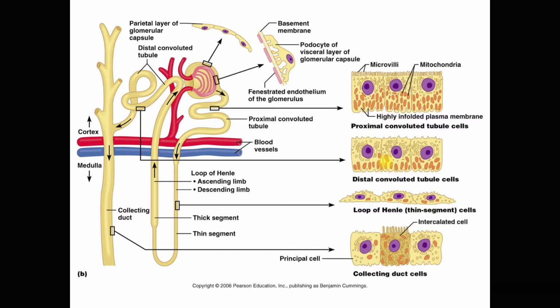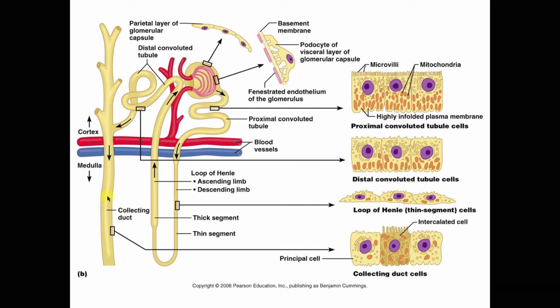Then if we compare with the loop of Henle, this is the loop of Henle. The loop of Henle has two regions: the thick segment and the thin segment. This is the descending arm and this is the ascending arm. The descending arm has the thick segment and thin segment. The ascending arm has the thin segment and the thick segment. Apparently the cells are simple squamous epithelium cells for the thin segment of the loop of Henle.